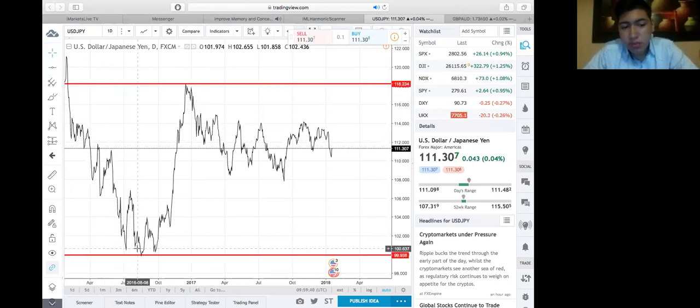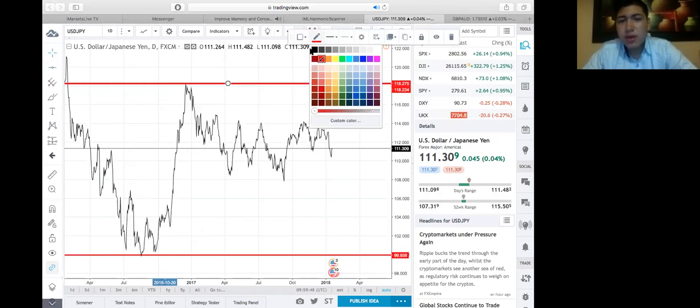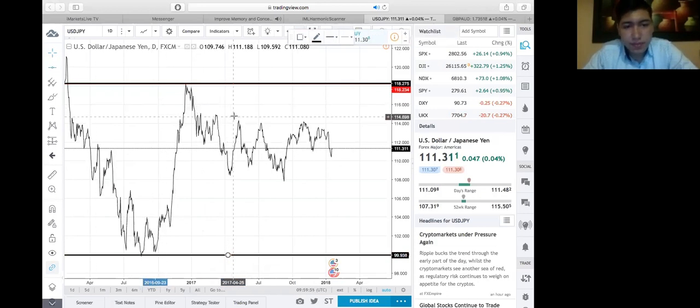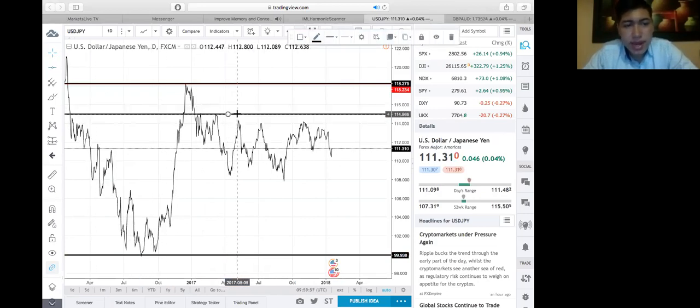So when it touches the support, boom, it goes back up. When it touches the resistance, it goes back down. And that's all the market does. Okay, so let's go ahead, I like it in black. Put it in black. And let's draw my support and resistance, which is going to be the high points of the market and the low points.